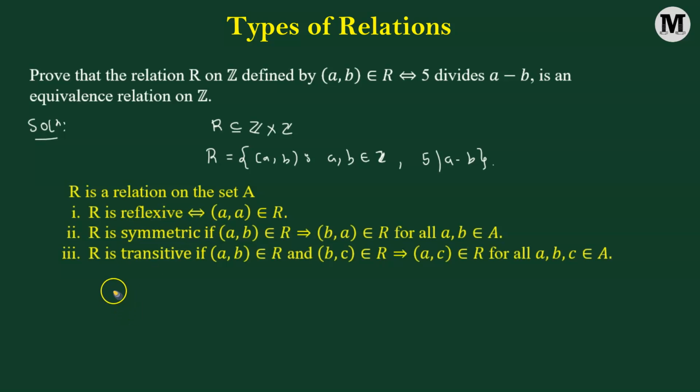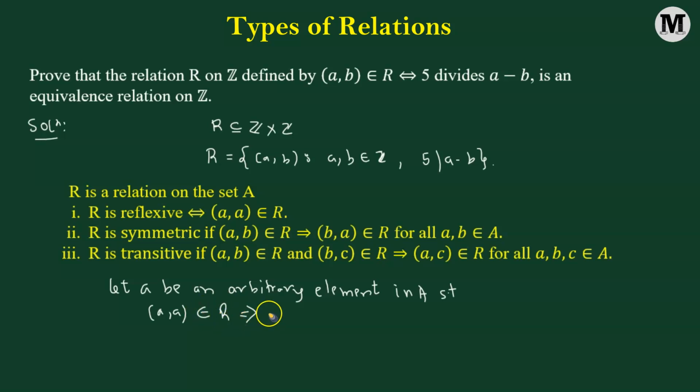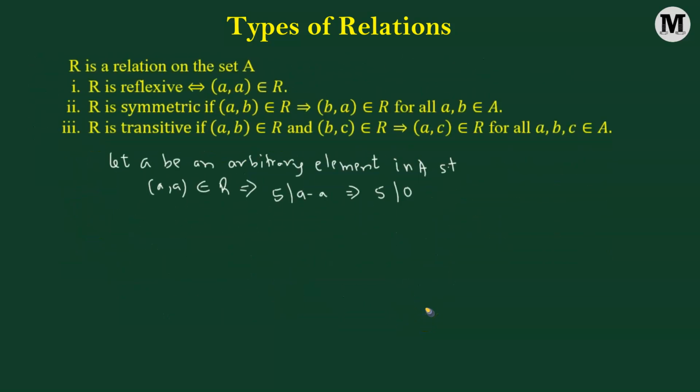Okay, we'll start with the first one by checking whether our relation R is reflexive or not. So here what we'll do, we will assume an arbitrary element. So let a be an arbitrary element in the set A such that if we consider the ordered pair (a, a) belonging to the relation R, then this must imply that 5 divides a minus a. Now we know that 5 dividing a minus a simply means that 5 divides 0. Is it a true statement? Yes, that's definitely a true statement. 5 indeed divides 0. So here we can say that our relation R is reflexive.